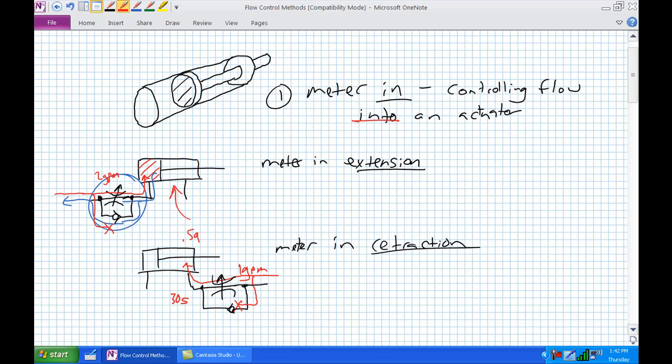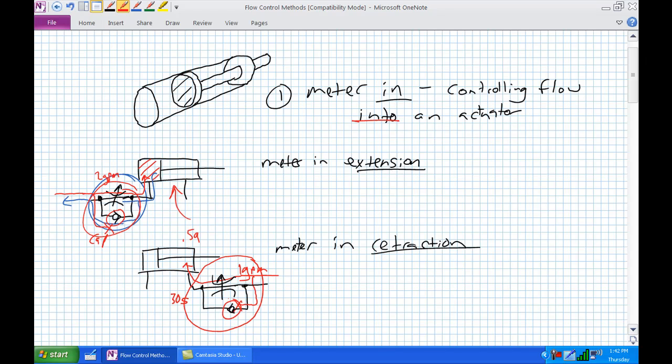Meter in extension, we've got a flow control valve on our cap end, oriented in the following manner. Look at that check valve. Meter in retraction, we have a flow control valve on our rod end, and our check valve is oriented in the following fashion.